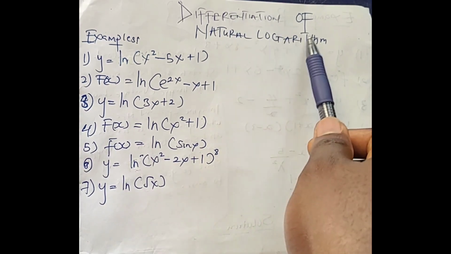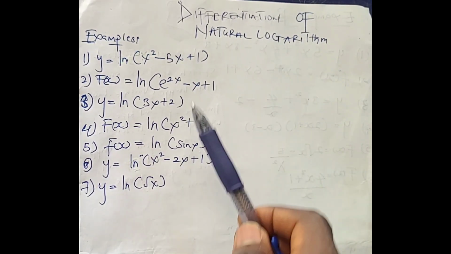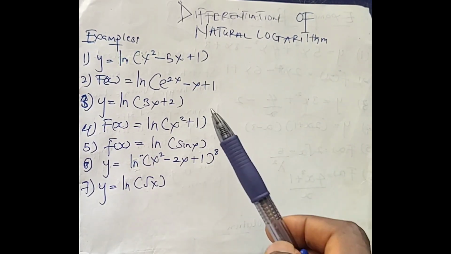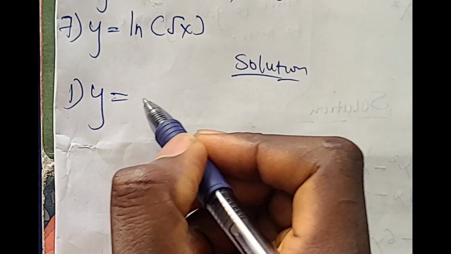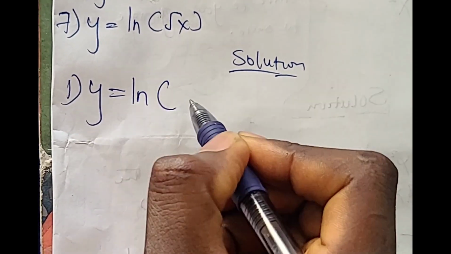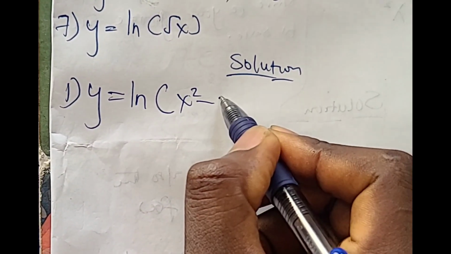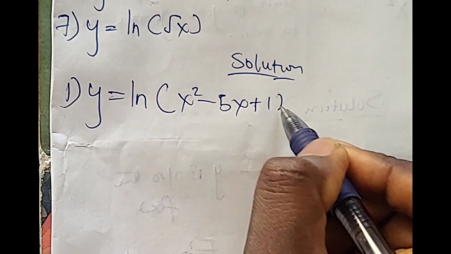We'll be moving to differentiation of natural logarithm. After solving these examples, I hope you will get a better understanding of how to differentiate natural logarithm. So let's get started. Number 1: y equals ln(x squared minus 5x plus 1).